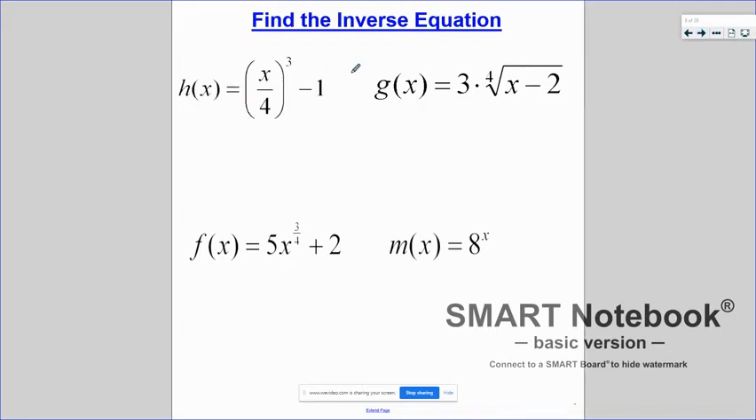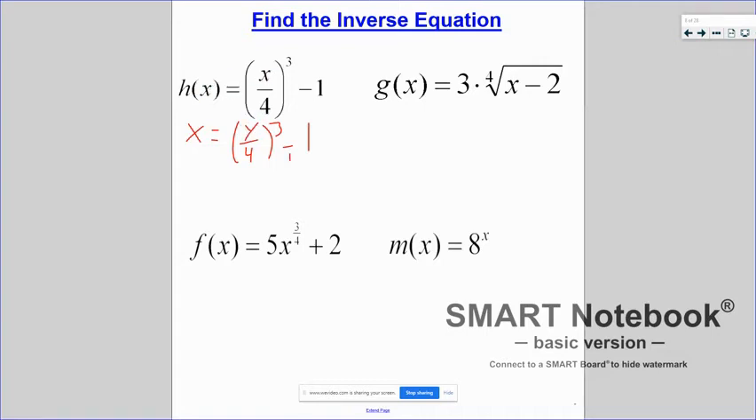So hopefully you remember the first thing we would do is switch the x and the y. So remember, this is just a y over here. H of x is the same as y. So I'm going to switch and say x equals y over 4 to the 3rd minus 1. So I switch the x and the y, and then I solve for y.